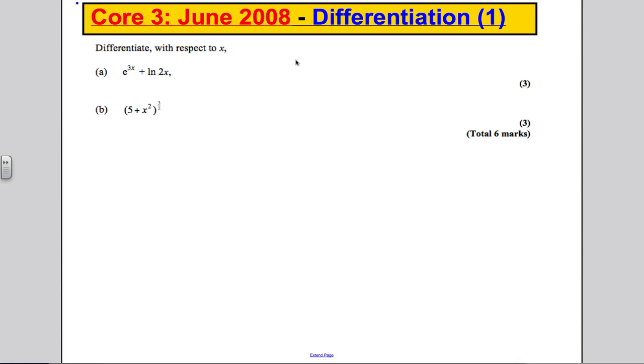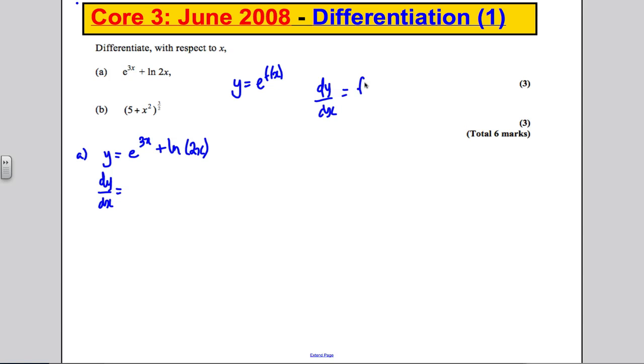Okay, next, we're differentiating the following with respect to x. I can do this all in one slide, I think. It's quite easy, this one. For part A, let y be e to the 3x plus ln of 2x. Differentiating dy by dx by the chain rule, remember if y is equal to e to the f of x, then dy by dx is the differential of the exponent, f dashed x, times e to the same thing, e to the f of x.